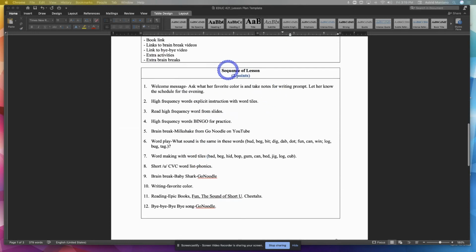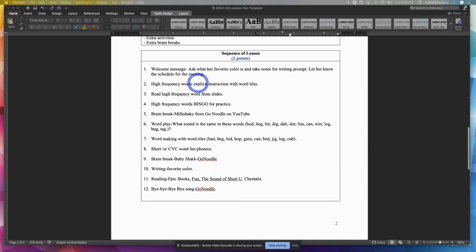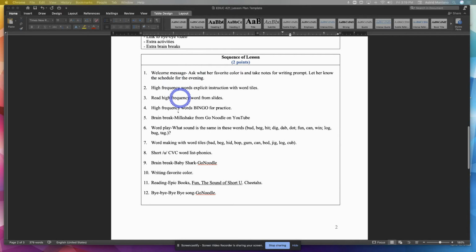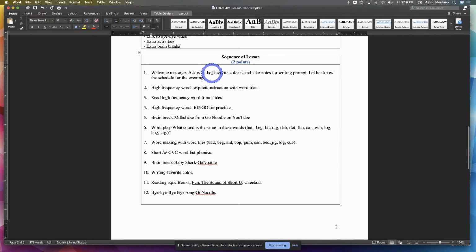And then in the sequence of the lesson, I'm writing step by step what we will be doing. So here, I put the welcome back message. Look at that. It's supposed to be his welcome back message. Make sure that you're writing the appropriate pronouns for the student. You're going down and you're looking to make sure that you're writing step by step explicitly what your lesson will be. I did a welcome back message.